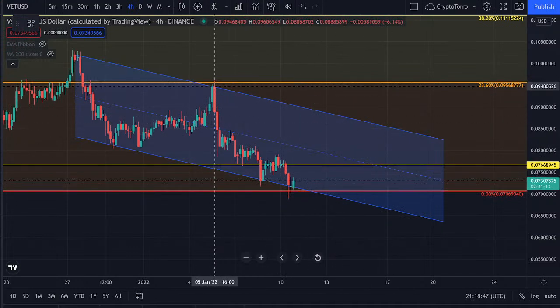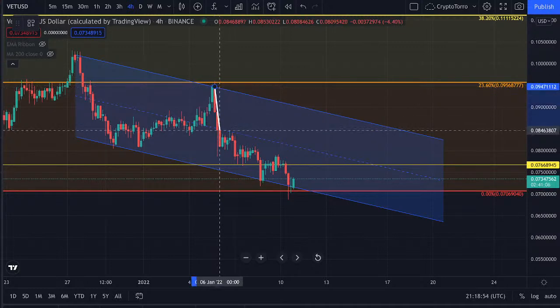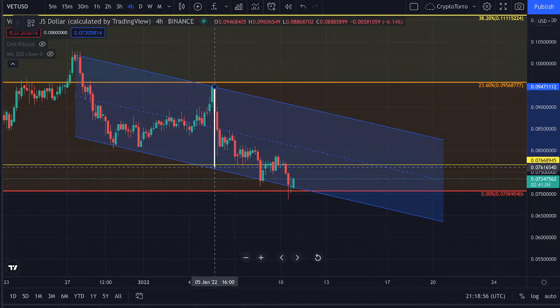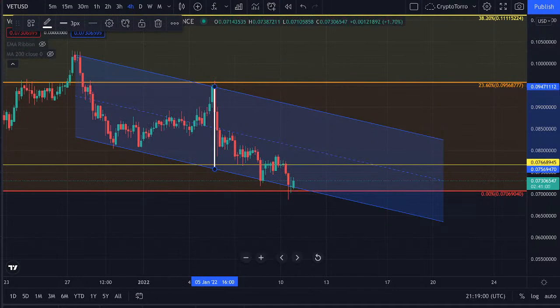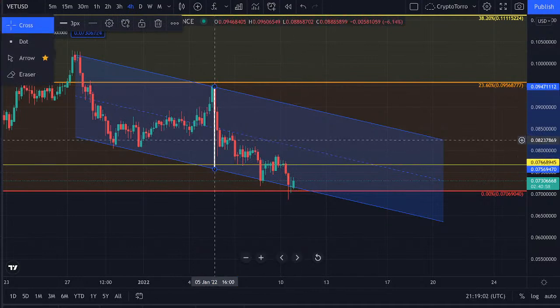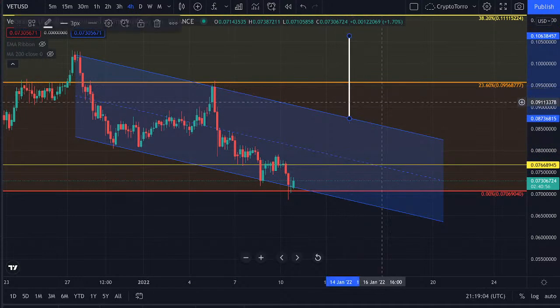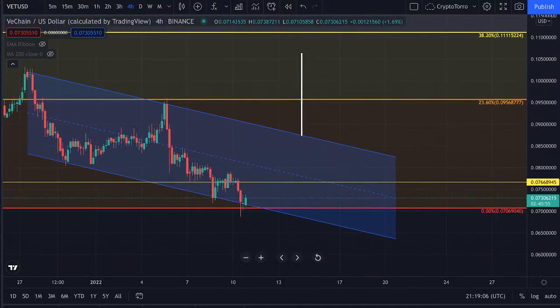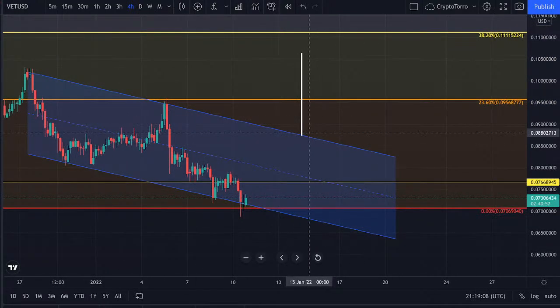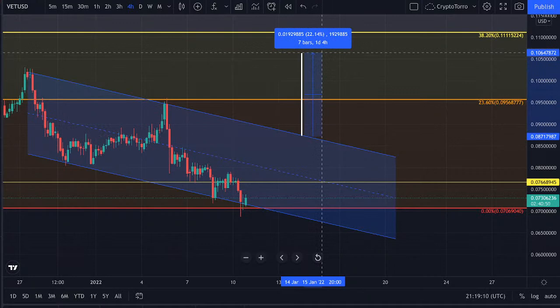So by selecting the touch point just on the descending resistance all the way straight back down towards the touch point on top of this descending support, you will have the measurement outside of this descending parallel channel. So if we do see actually a breakout, it will be quite a significant breakout. What you can clearly see is that this will be a 22.14% breakout.